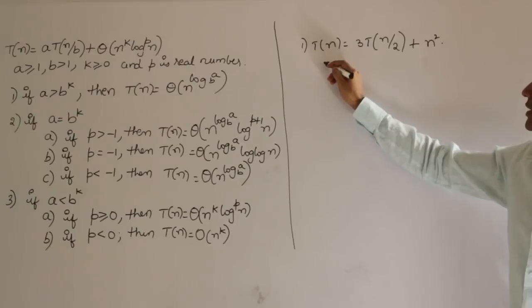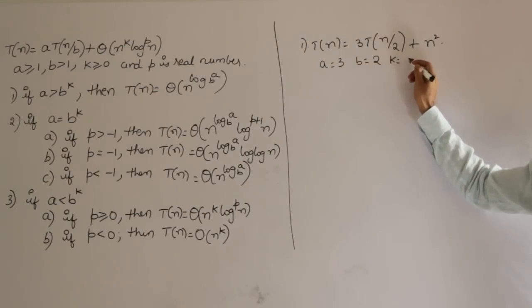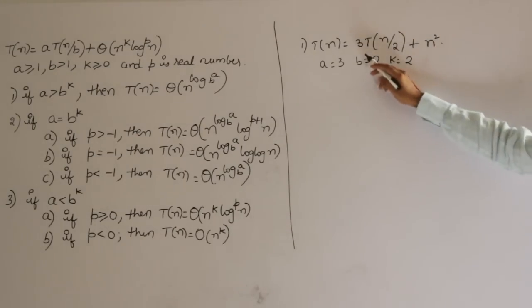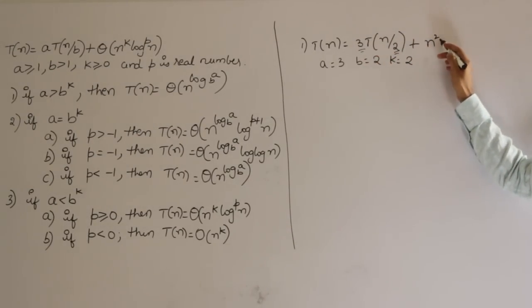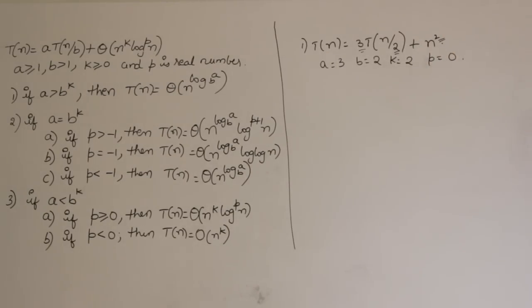So in this case, a equal to 3 and b equal to 2, k equal to 2, where k is the power of n. A is this one, b is this one, and k is n raised to the power, and p we don't have anything, therefore p equal to 0. Then what should we do?